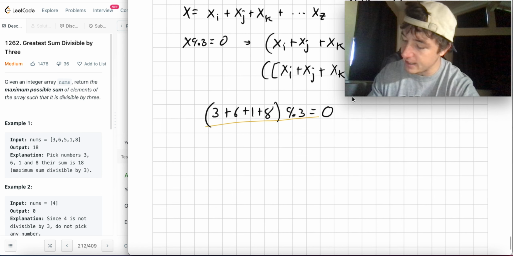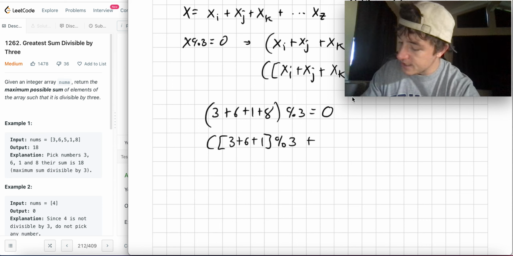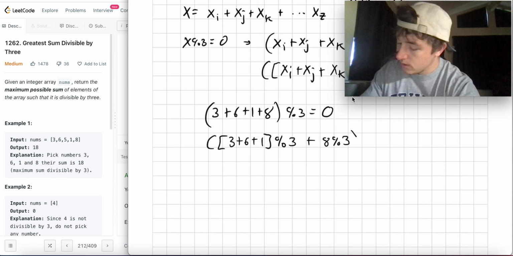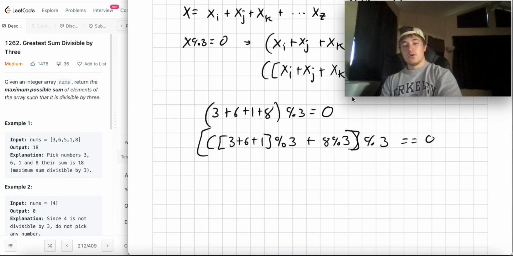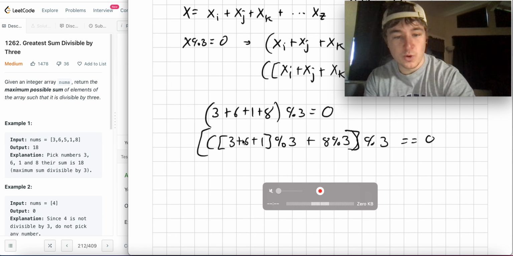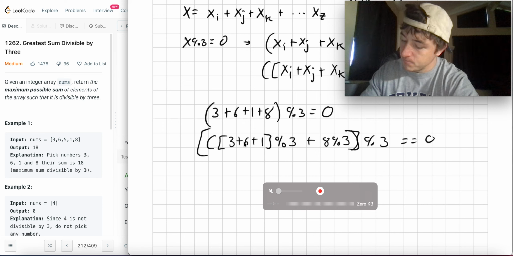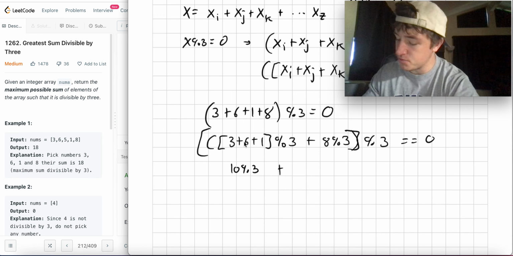But you can split that up into 3 plus 6 plus 1 mod 3, plus 8 mod 3, mod 3 equaling 0. So what that basically means is, well, 3 plus 6 plus 1, that's 10 mod 3, plus 8 mod 3. We'll just leave it like this for now.